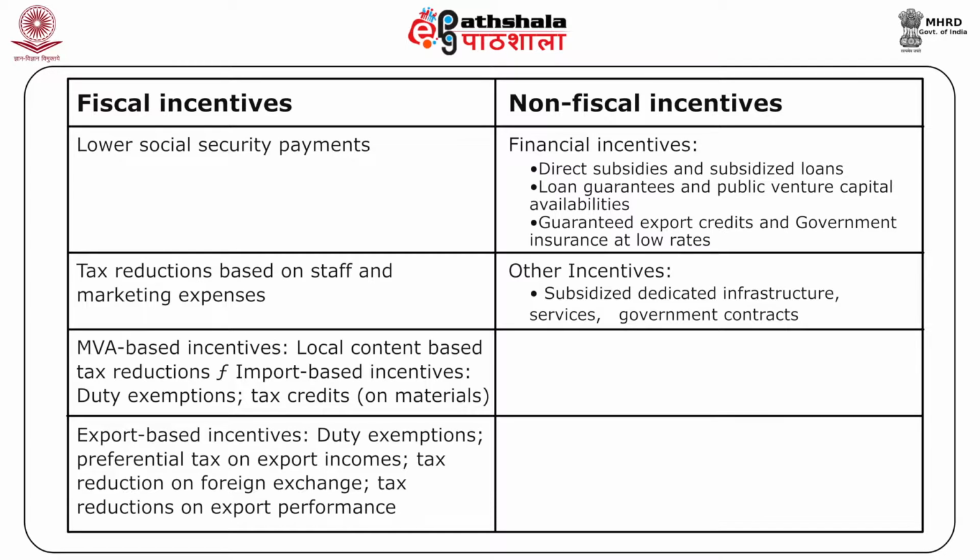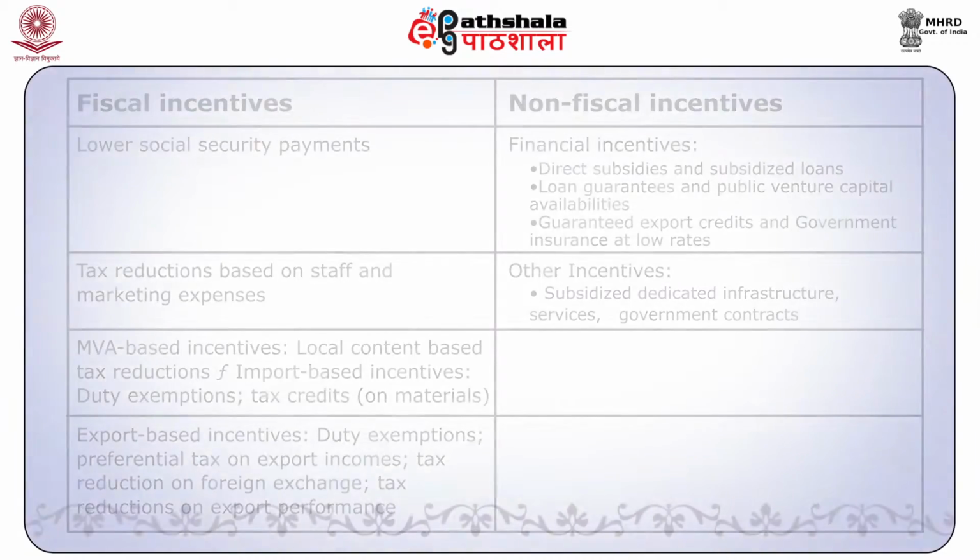Also guaranteed export credits and government insurance at low rates, and the other incentives could be subsidized dedicated infrastructure, services, and government contracts. On the other hand, some of the fiscal incentives could be in the form of tax reduction based on staff and marketing expenses, MVA based incentives, local content based tax reduction, import based incentives, duty exemption, tax credit, export based incentives, duty exemptions, preferential tax on export incomes, tax reduction on foreign exchange, and tax reduction on export performance. Specific incentives have a discretionary perspective.